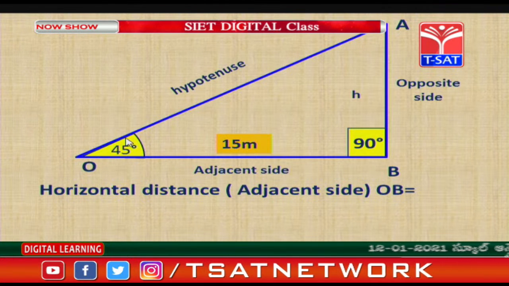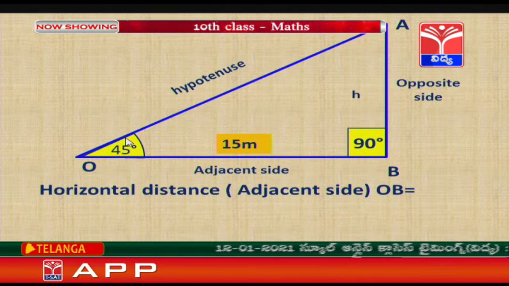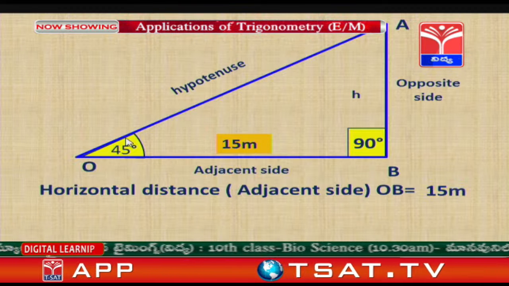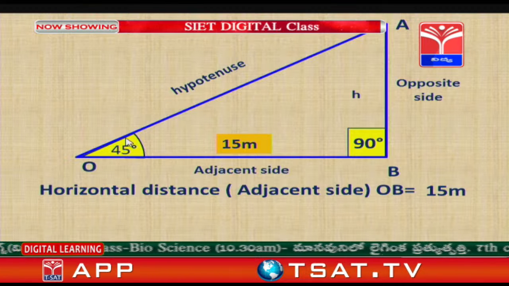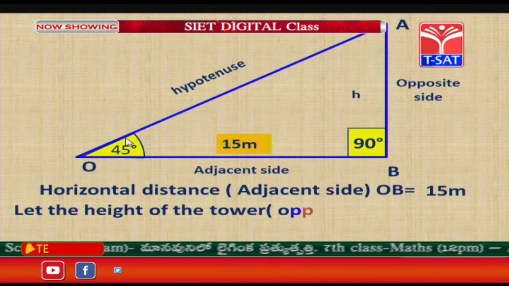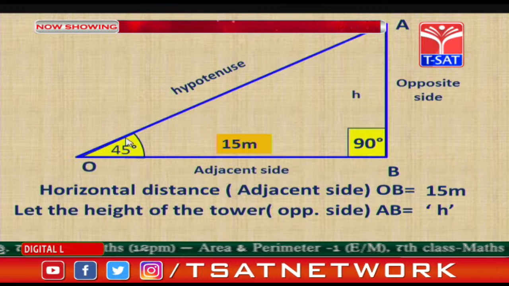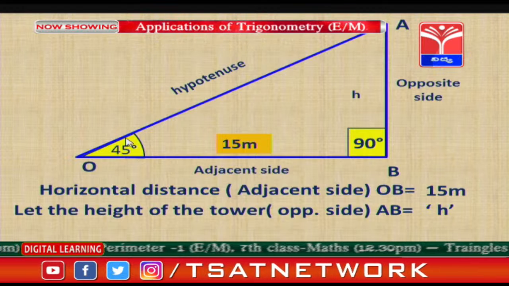So, the horizontal distance, that is the adjacent side OB, is equal to how much here? 15 meters. In that case, we do not know the height of the tower. So, I will be calling, let the height of the tower, that is the opposite side AB, be equal to some h, or h meters, I can say. Now, what is the angle here?